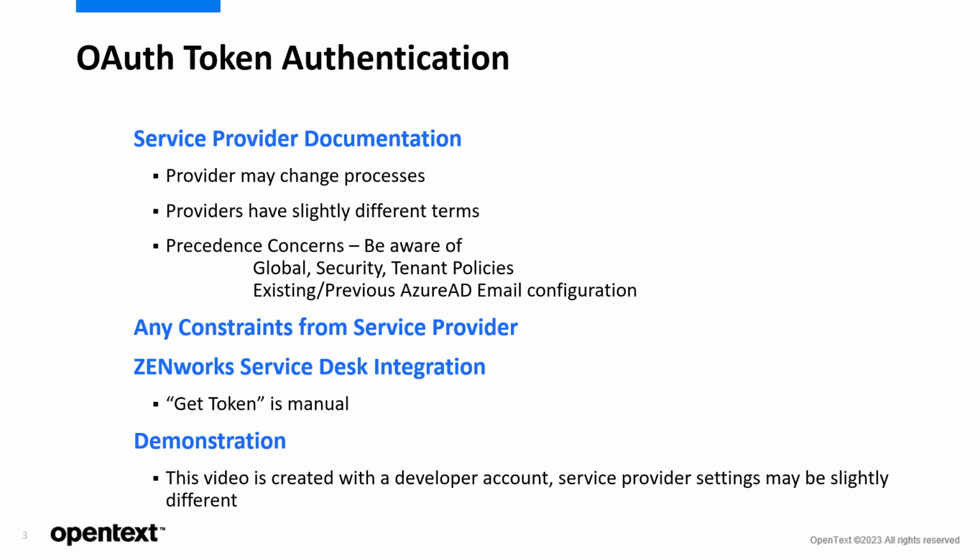Some precedent concerns: be aware that global security tenant policies and existing and previous Azure AD email configurations and Azure Global settings may be enabled to enforce multi-factor authentication and cannot be overridden. For the ZenWorks service integrations, the OAuth token authentication is a manual process to get the tokens, but is very mature. The demonstration in this video is created with a developer account, so your service provider settings may be a little different depending on the account type.